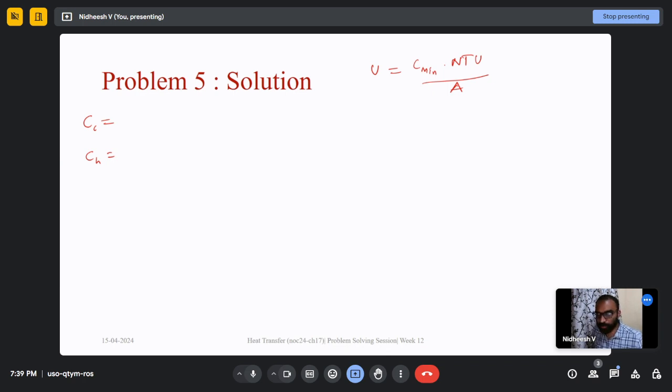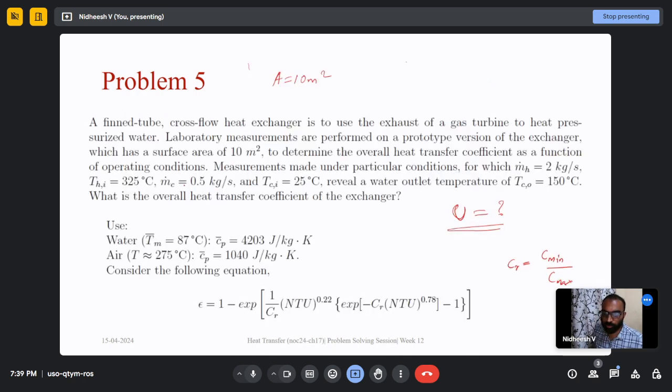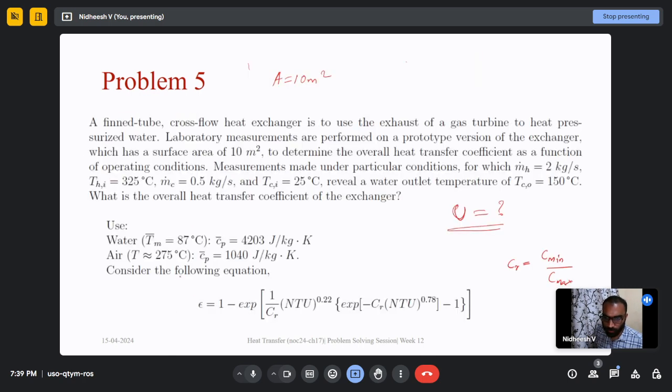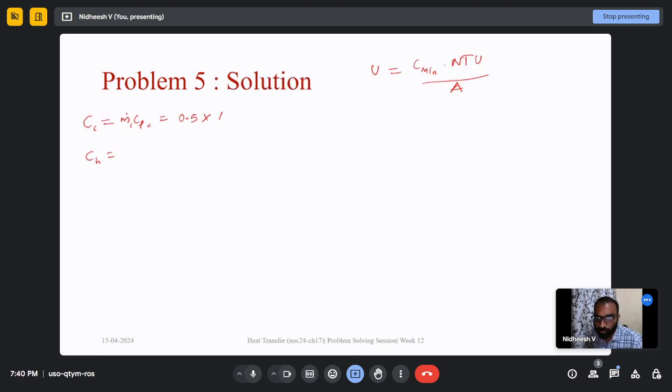C is the mass flow rate times Cp. For the cold fluid, it is 0.5 multiplied by, cold fluid for us is water, right, 4203, which is equal to 4203 by 2. The units would be watts per Kelvin.